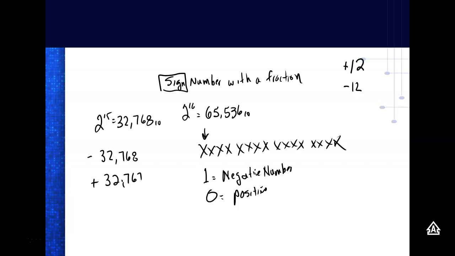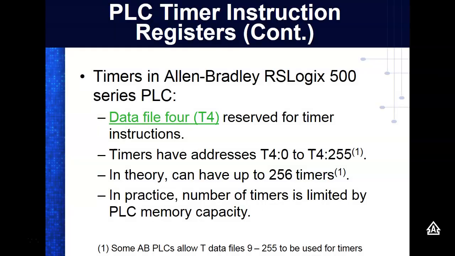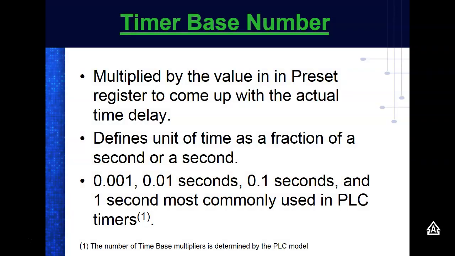And we'll show you a big problem in counters. This will really pop up in counters. Multipliers, so we have a time base. The time base is a multiplier. So to come up with the actual time, we take the number of the preset, we multiply it by the time base at every time.